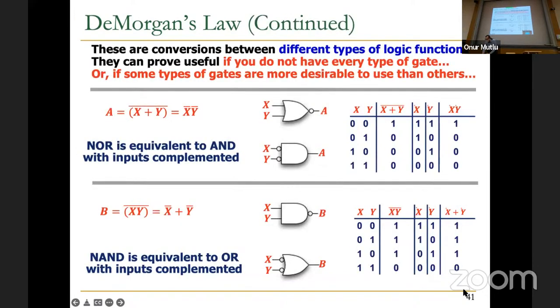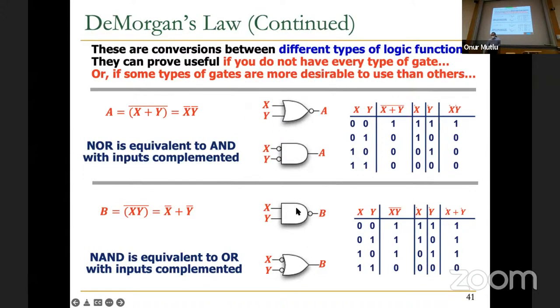Okay, so why is it interesting to do these transformations? De Morgan's law is one example transformation because it enables you to convert between different types of logic functions. So for example, if you do not have every type of gate, for some reason, implemented in the underlying device level, or if some gate types are more desirable to use than others because they're faster, more efficient, more area efficient, more energy efficient, then you basically can transform, for example, this NOR gate to this AND gate and inverters, and this NAND gate to this OR gate and inverters. And this is also called bubble pushing. If you remember last time, you can actually look at a circuit pictorially and push the bubbles to the back and change the type of the gate. That's what we did. Right?